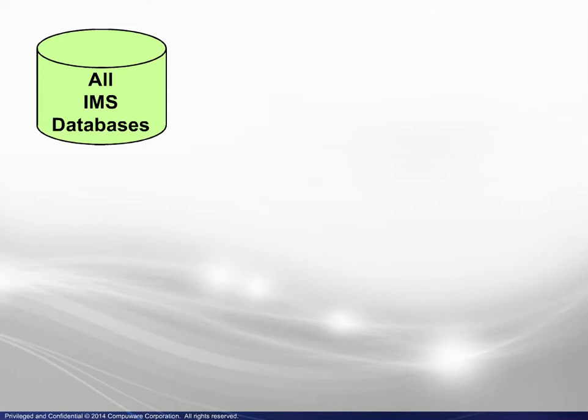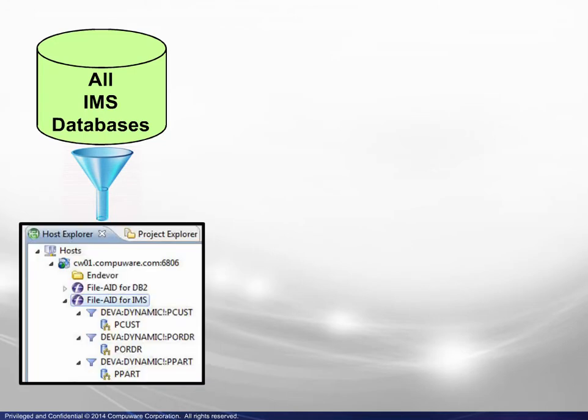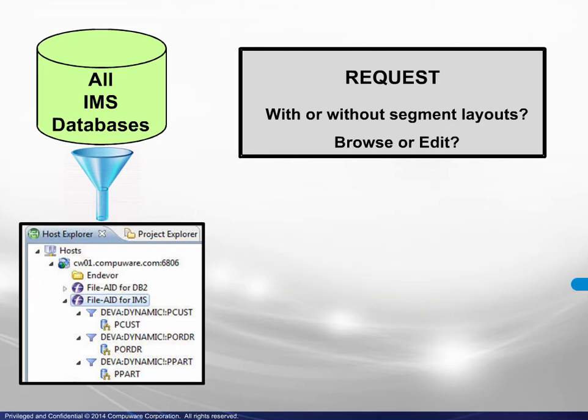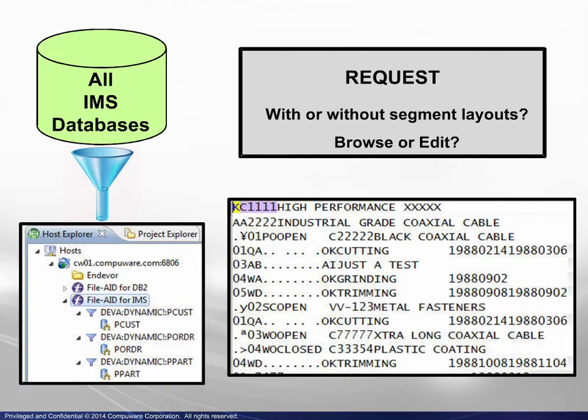Since the number of IMS databases tends to be rather large, a filter is generally used to display a manageable list of databases in the Host Explorer. Upon selecting a database, a request box will appear. Among the choices made here are viewing the database with or without segment layouts and whether to browse or edit. When complete, the request is run and the table is displayed. The focus of this module will be filter specification and completing a request.